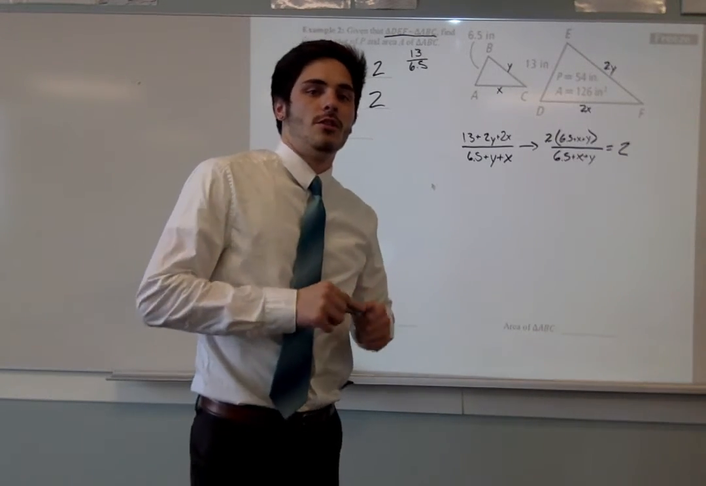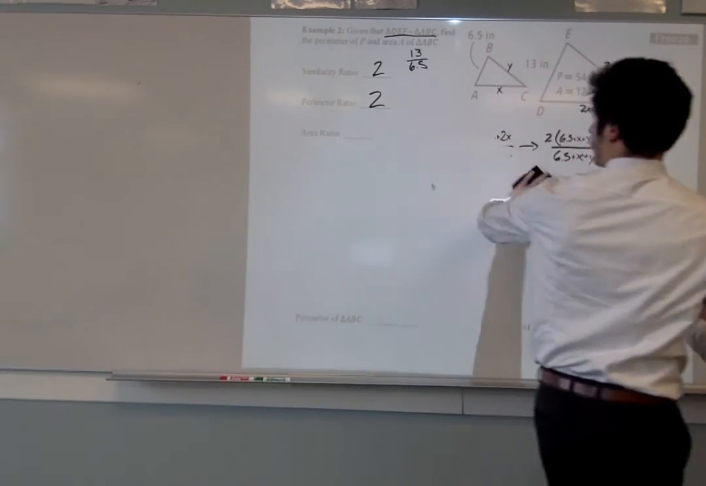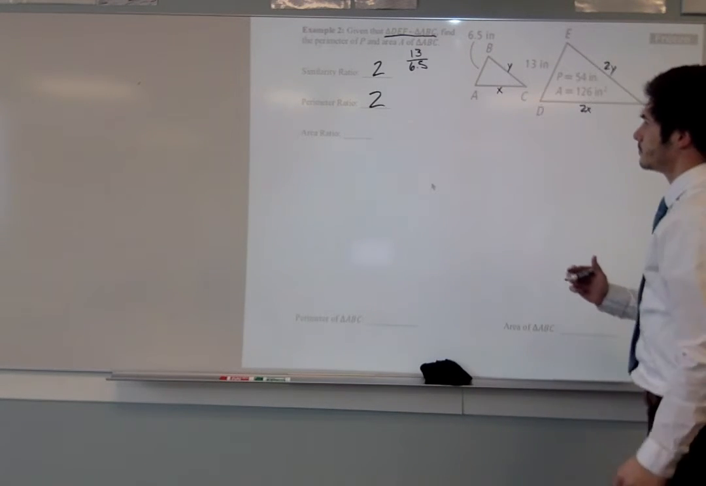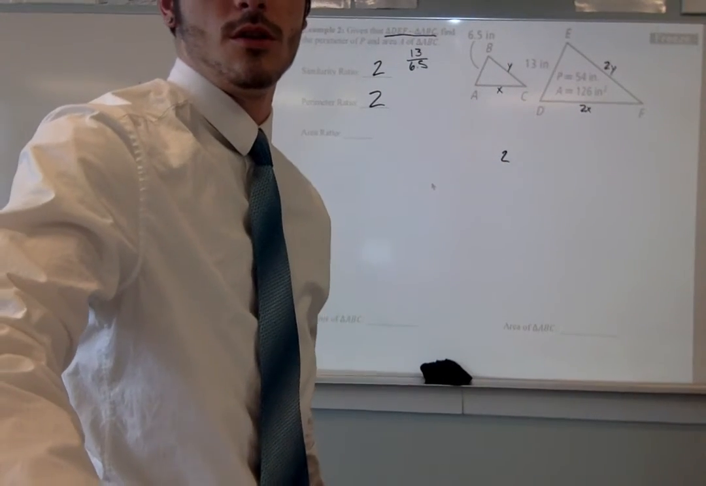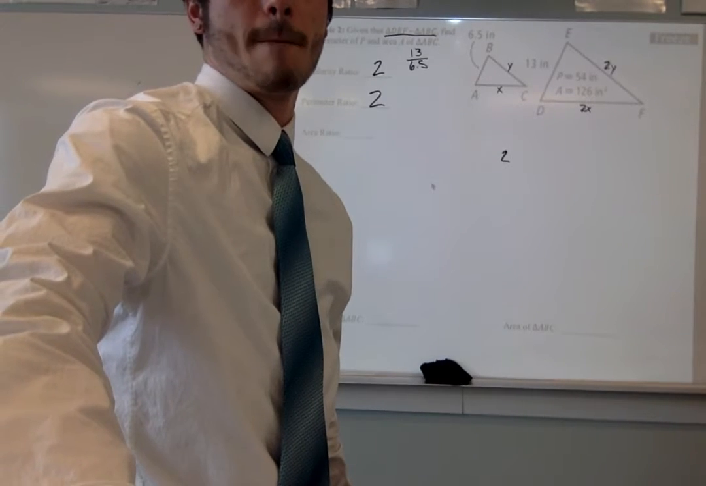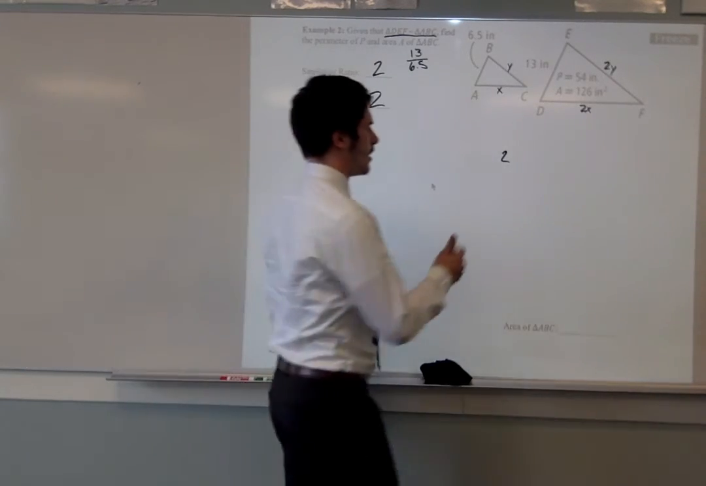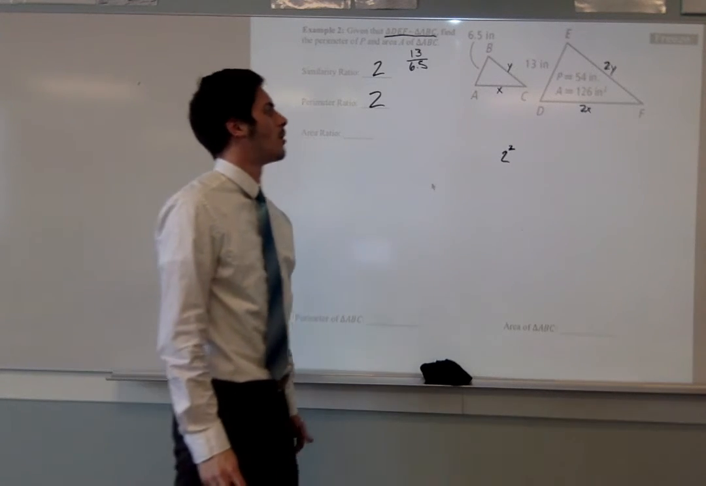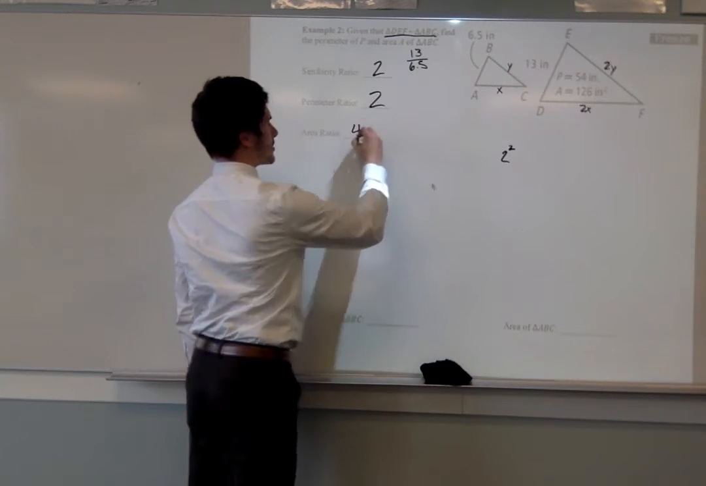So the area ratio, again, just like the last one, we're going to take our similarity ratio and our scale factor, which is 2, and we're going to square that because we're working with stuff in the second dimension now. So with that second dimension and the scale factor, our area ratio is going to be 4.